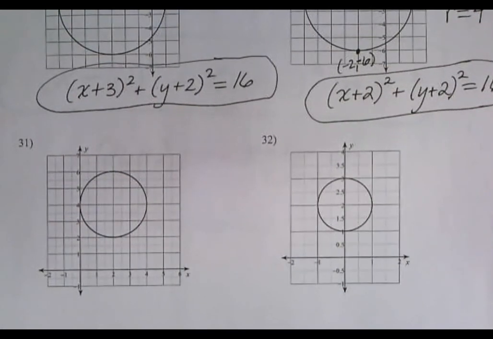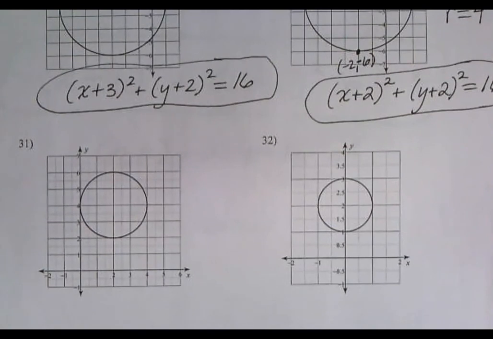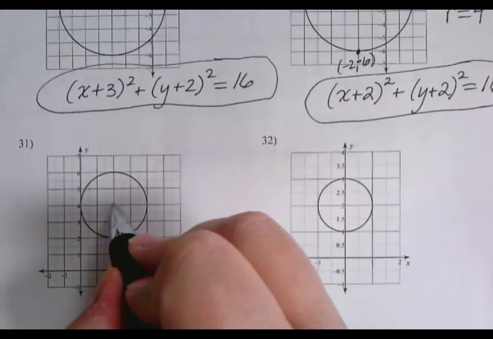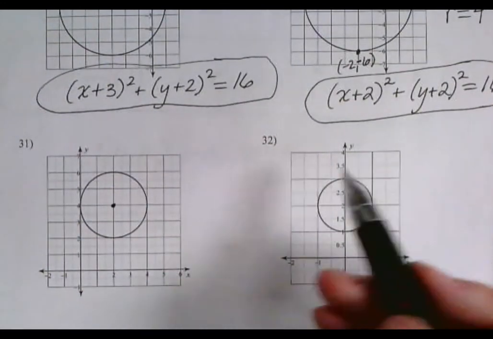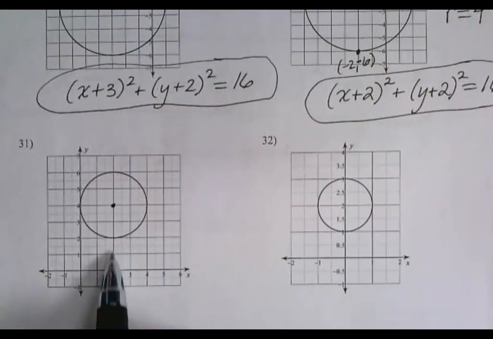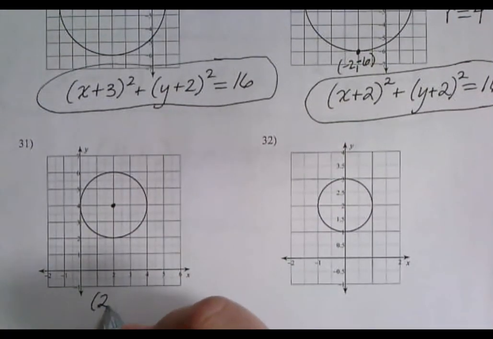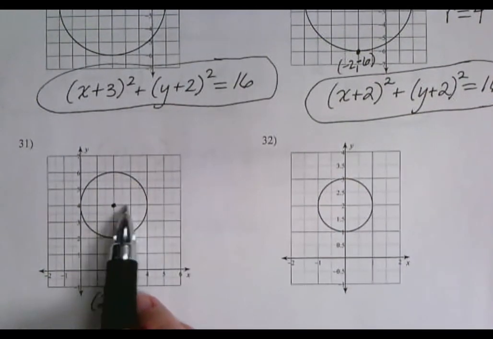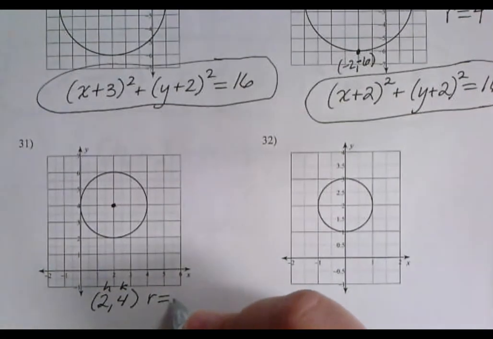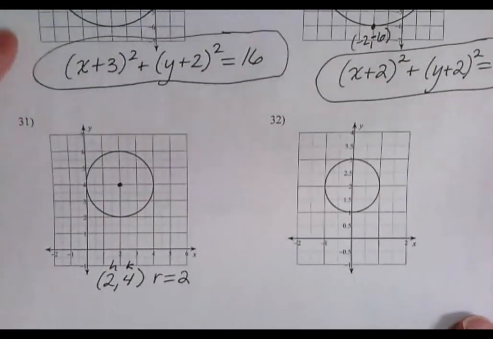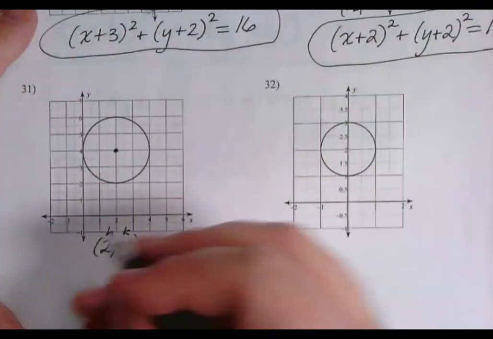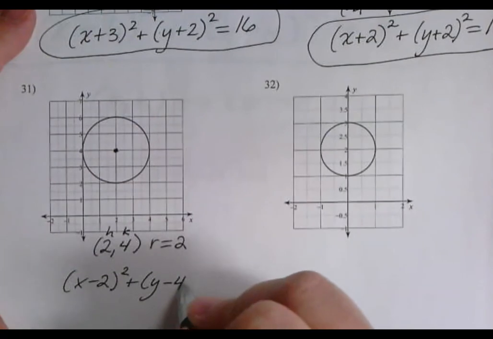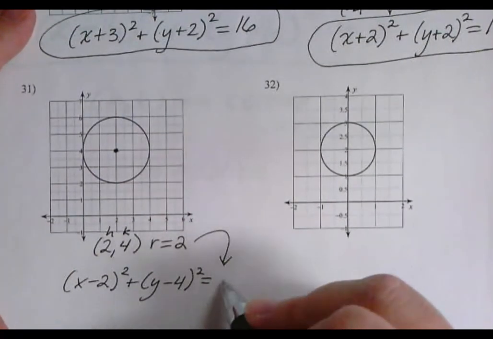Hit pause if you need to, because I'm about to go on. All right, the center of this one looks to be right here, at 2, 4. Center's at 2, 4. That's my h and k. And it looks like the radius is 2 units. So my equation, running out of space here, sorry, is x minus 2 all squared plus y minus 4 all squared equals 2 squared, which gives me 4.